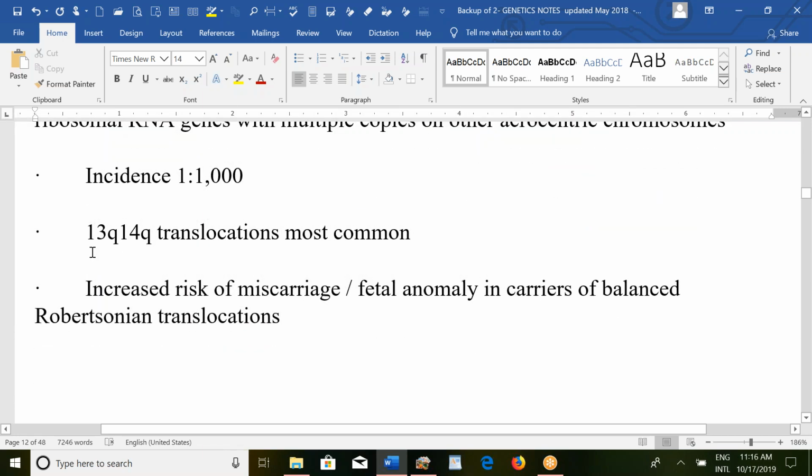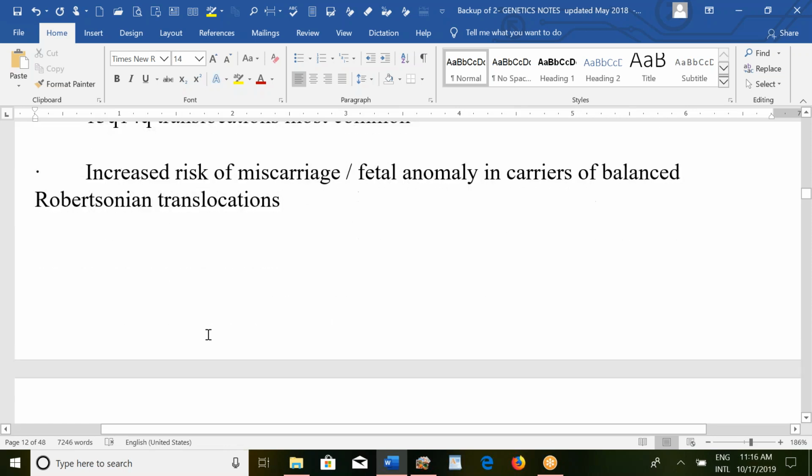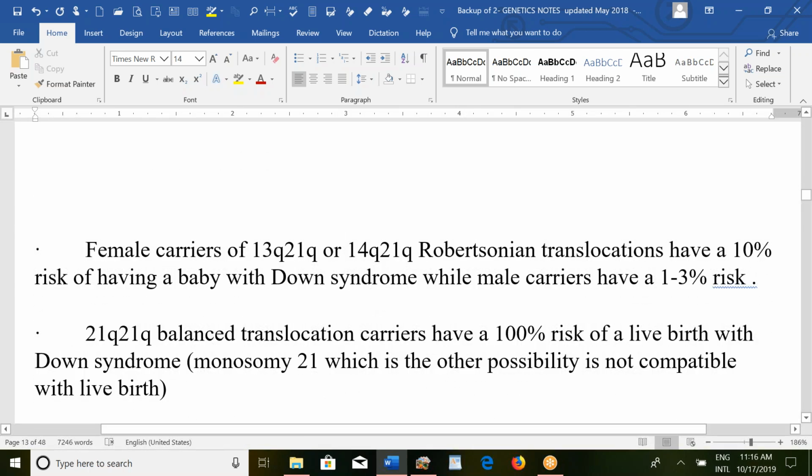13q and 14q translocation is the most common, between the long arms of 13 and 14, and that will be exhibited in Down's syndrome. There is an increased risk of miscarriage and fetal anomaly in carriers of balanced Robertsonian translocations. In the exam, they will try to confuse you by giving you unbalanced. You should remember it is in the balanced Robertsonian translocations.